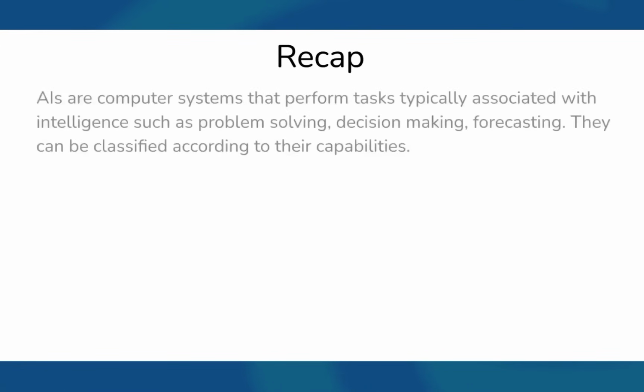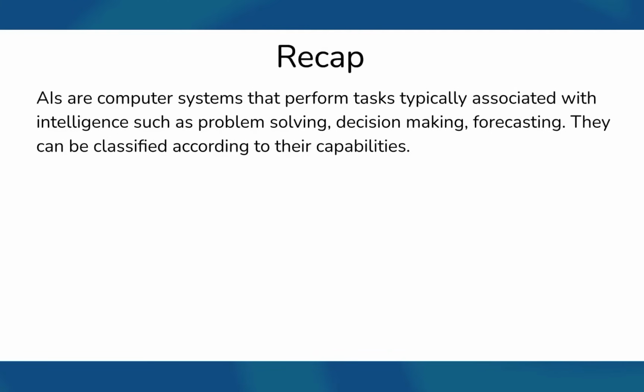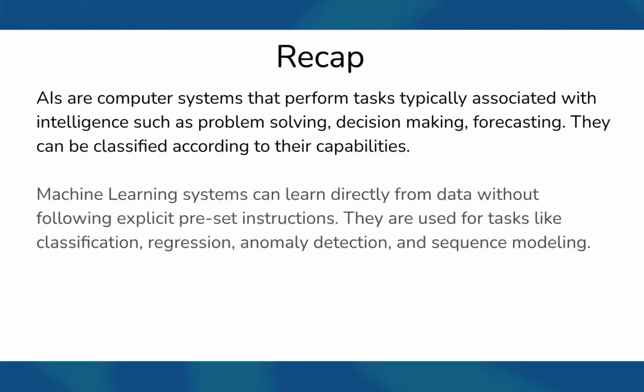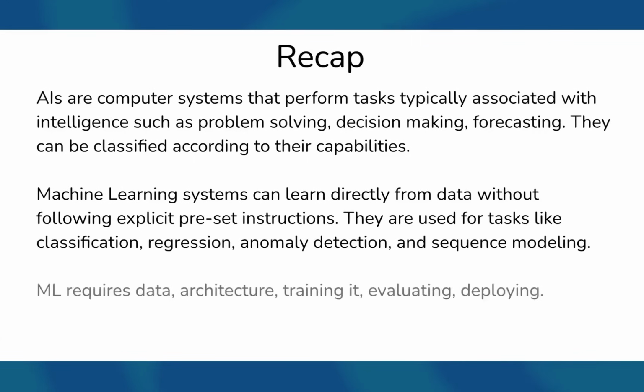So to recap, AIs are computer systems that perform tasks typically associated with intelligence, such as problem solving, decision making, forecasting, etc., and they can be classified according to their capabilities. Machine learning is a subset of AI, and these learn directly from data without following explicit preset instructions. They can do things like classify things, they can do regression, they can do anomaly detection, they can do sequence modeling. Machine learning requires data, it requires an architectural choice, which needs to be trained and evaluated before it's deployed.